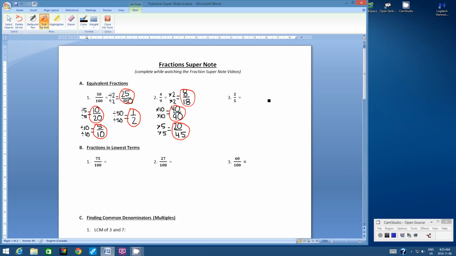So this time for my first example, I'm going to start with a different factor, a number I haven't used yet. So what if I multiply the top and the bottom by 3?